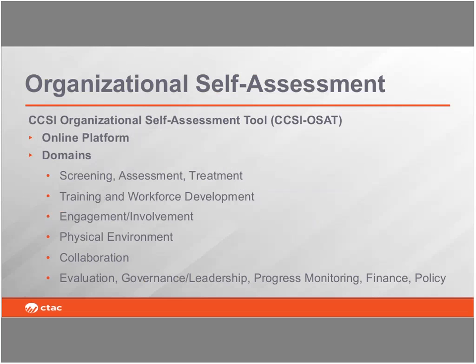We're going to be focusing for the purposes of our learning community on those first 5 bullets: screening, assessment, and treatment, training and workforce development, engagement and involvement, physical environment, and collaboration. But there are others like evaluation of trauma-informed work within the organization, government and leadership, and progress monitoring, finance, and policy. These are all some, but one of the things that we want to focus on is giving you all a tool that can help you identify the areas within your organization that do need change in order to become truly trauma-informed.